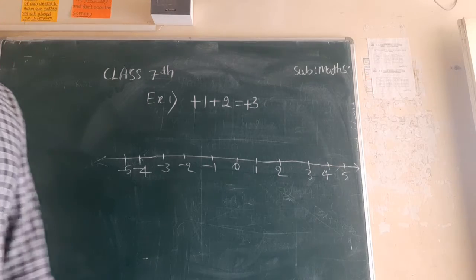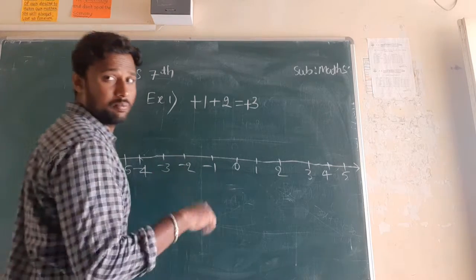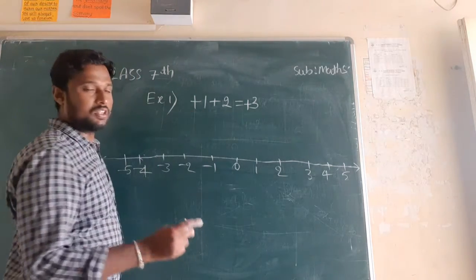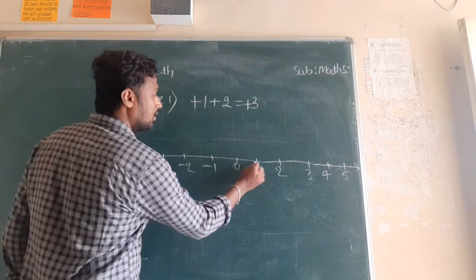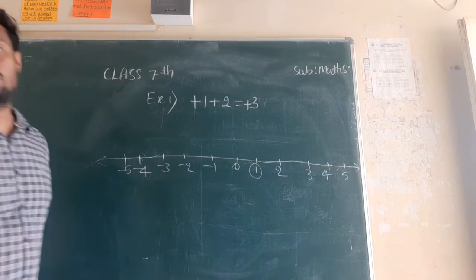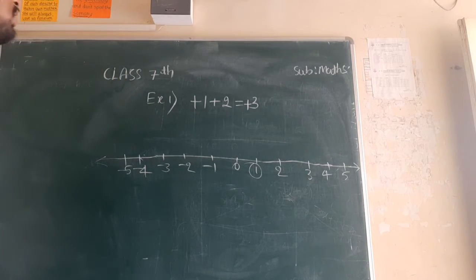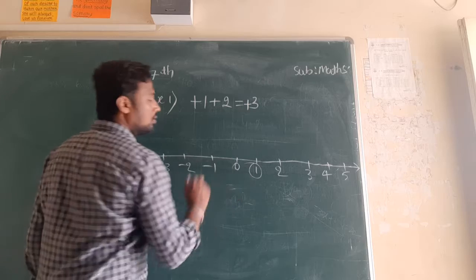Okay. So now yesterday I told how to perform calculation here. +1. First we have to search for +1 on this number line where it is. Here this is our +1. Next, after this +1, we are adding +2 to 1.